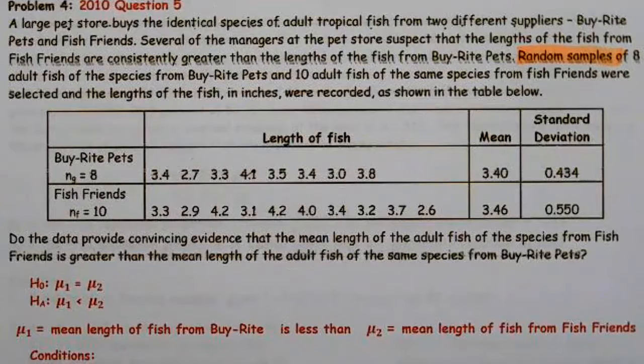Do the data provide convincing evidence that the mean length of the adult fish of the species from Fish Friends is greater than the mean length of the adult fish of the same species from Buy Right Pets? All right, so because they're using a direction on this, I would highly recommend that you do a hypothesis test. It's more difficult. It could be done with a confidence interval, but substantially more challenging.